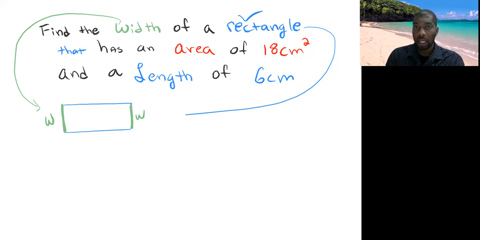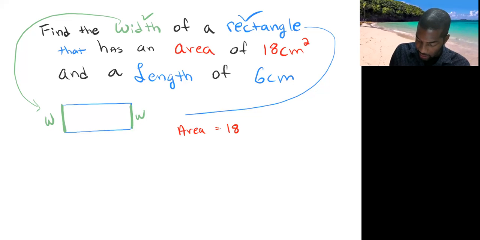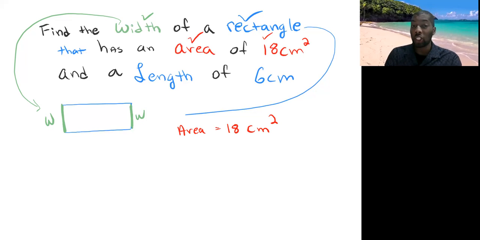But I also know that the area, the whole thing, is 18 centimeters squared. And that's going to be important later. What else do I know? I also know that a length, one of them, is 6 centimeters. So if this is the length, and this is also the length, I know one of them is 6, which means the other one is also 6, because rectangles are, well, most of the time, even on both sides.